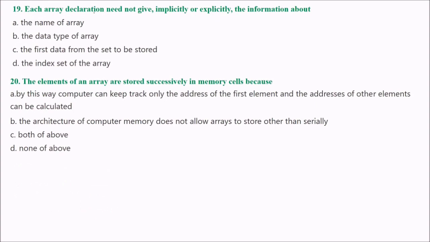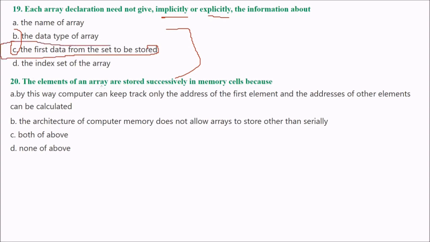Next is each array declaration need not give implicitly or explicitly the information about. Let us see C. The first data from the set to be stored. So answer is C.